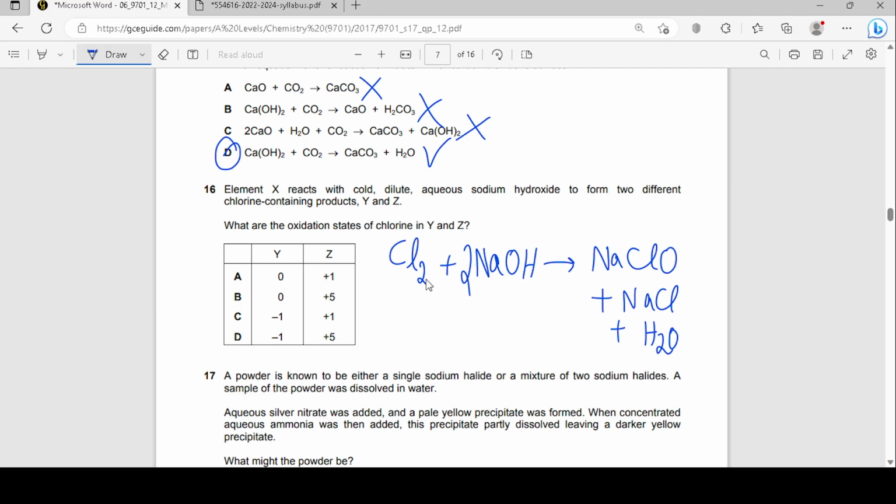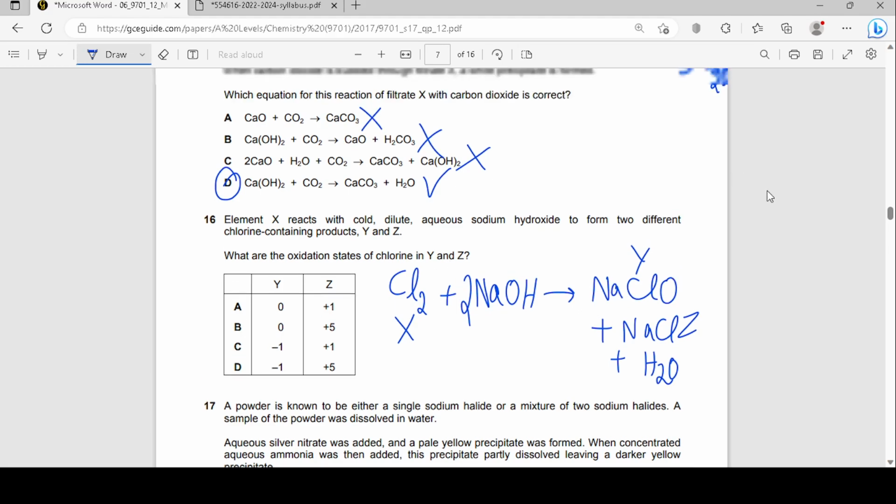So now I have this equation. This is the equation for the reaction of chlorine with cold dilute aqueous sodium hydroxide, right? Now, what are the oxidations? This is X and this is Y and this is Z, or you could switch the order. But what are the oxidation states of chlorine in Y and Z? So let me take this as Y.